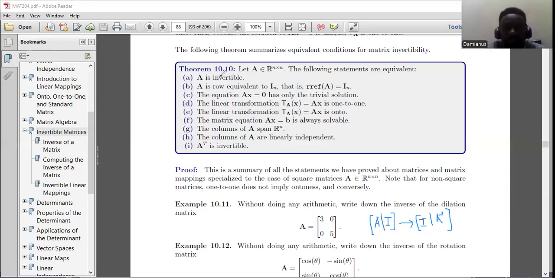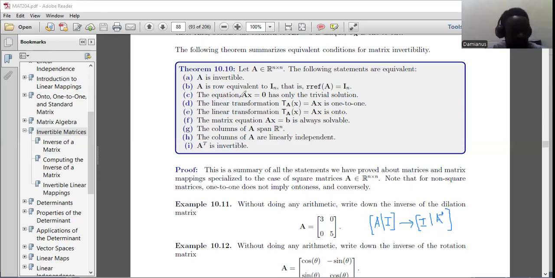Part C. So A is invertible, means A is equivalent to IN. If you reduce A using the row operations and try to get this kind of thing, it's not possible. It will mean that A is not invertible. I think the previous example illustrates that. So you check it, okay? You have the book, you have the notes.